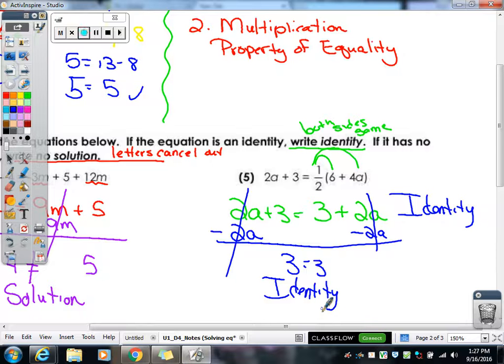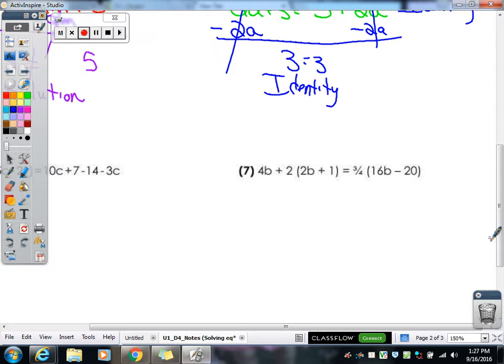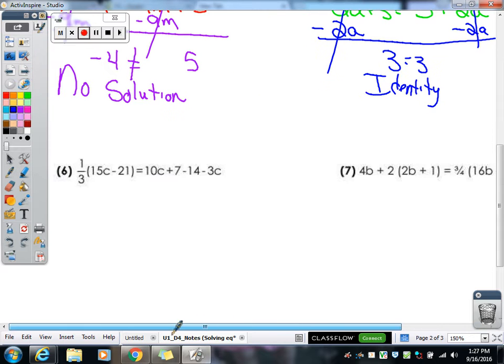So those are like little tricks they throw in there on the Regents. Sometimes when they tell you to solve, you can't solve. And I believe they won't tell you it may be no solution, it may be identity. I don't think they'll tell you that. All right, we got 2 more to practice.